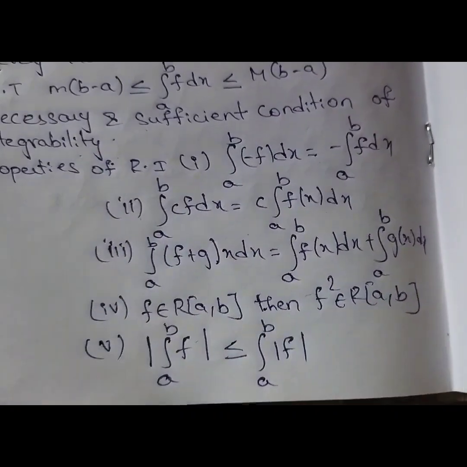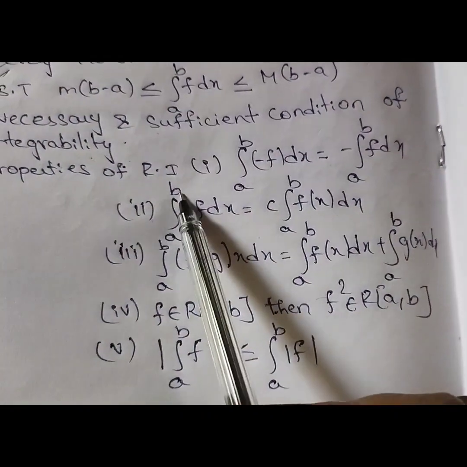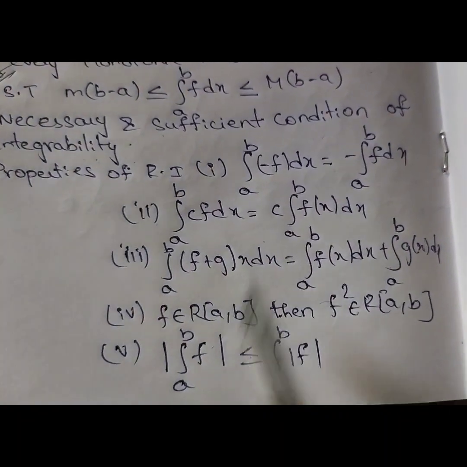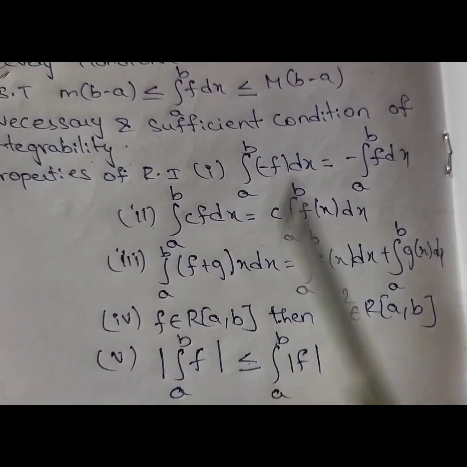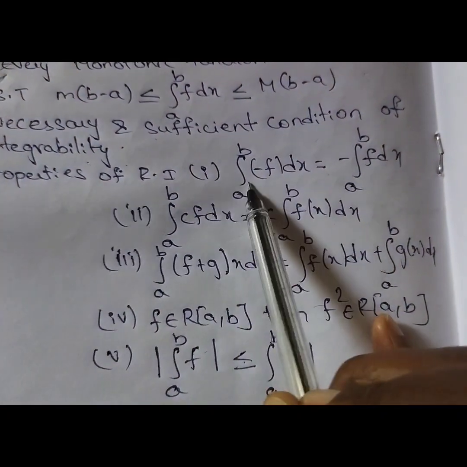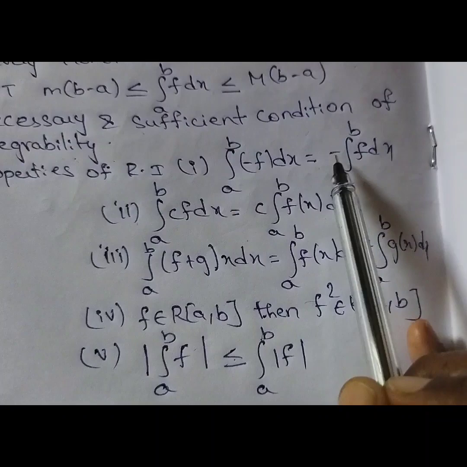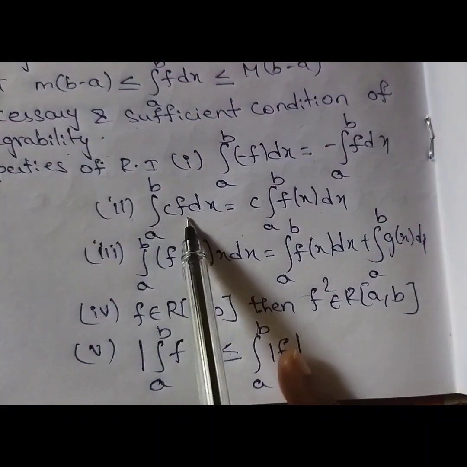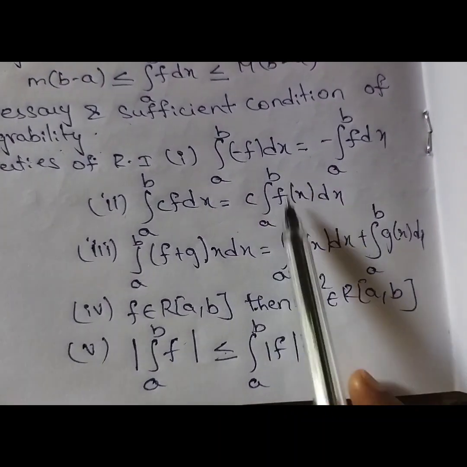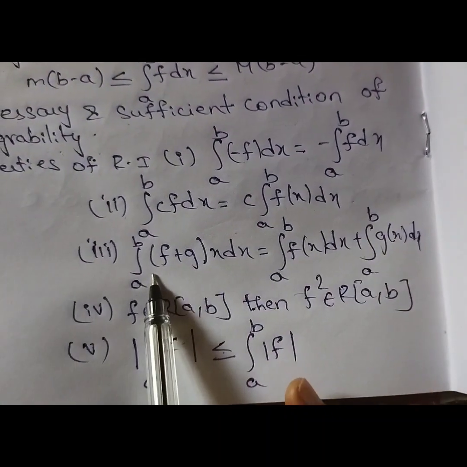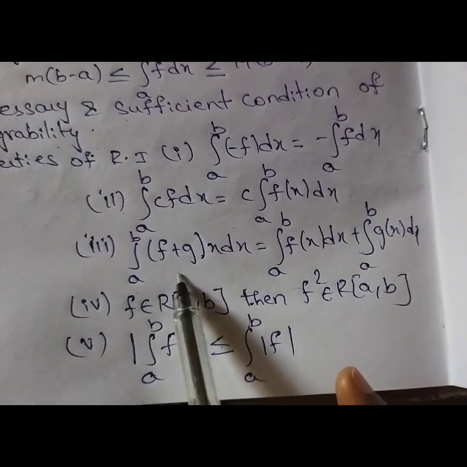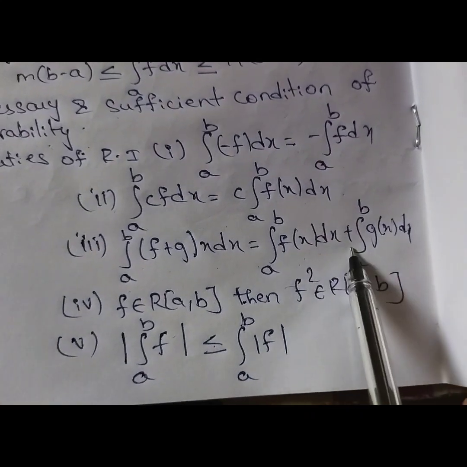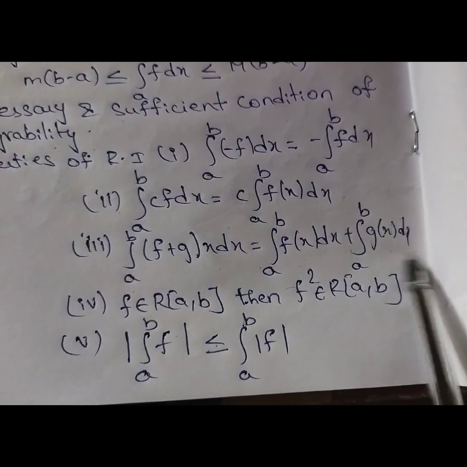Next, properties of Riemann integral. You are having 8 properties. From that, the main important are these 5. From this, you may get one short question. So first one, integral a to b of minus f dx equal to minus integral a to b f dx. Second one, integral a to b c f dx equal to c times integral a to b f of x dx. And third one, integral a to b of (f plus g)(x) dx equal to integral a to b f of x dx plus integral a to b g of x dx.